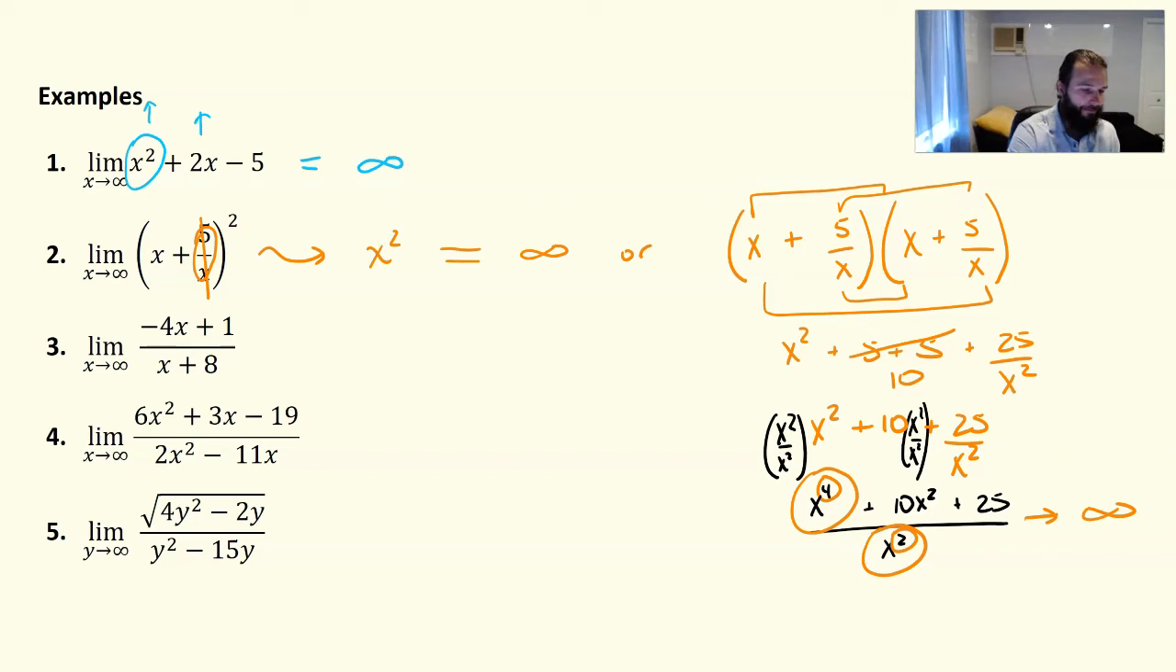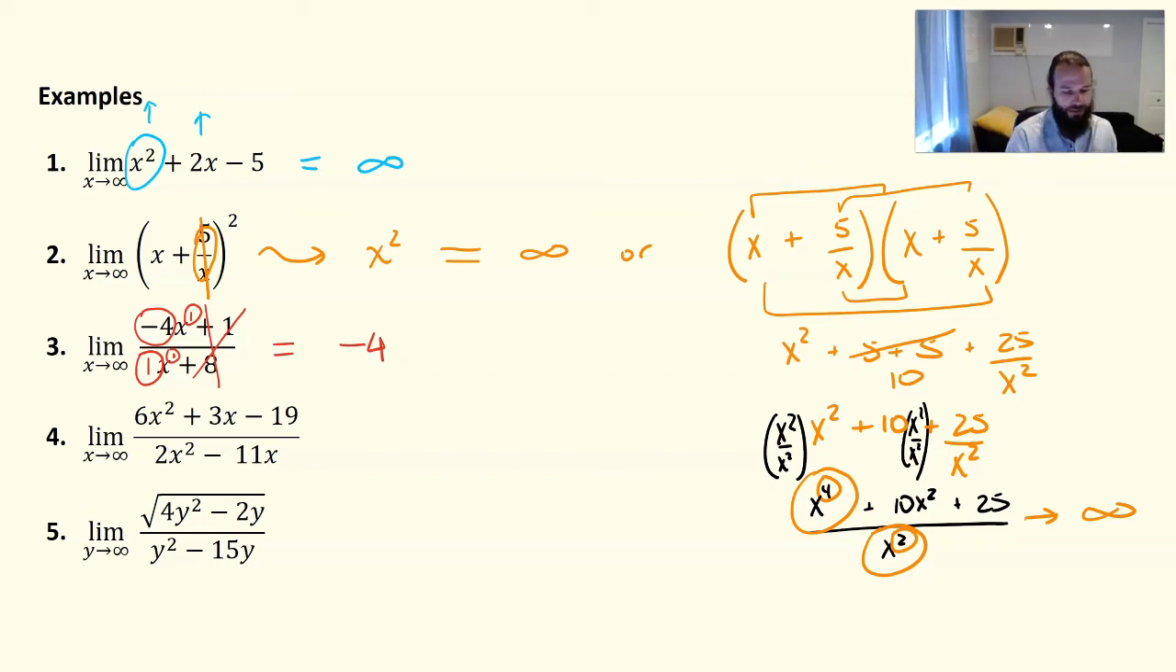Number 3, we've got the same maximum power in the top and the bottom. They're both 1. So again, we can ignore the 1 and the 8 here. They're going to become less significant. We're only dealing with the highest powers. And here we're going to take the coefficients of the highest powers, which are -4 and a de facto 1. And our answer here is just going to be -4.